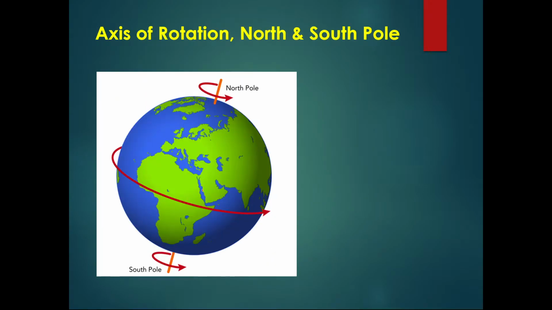We have already studied what the axis of rotation is. The needle passes through the north to south pole. That imaginary line around which our earth rotates is the axis of rotation. So this is the axis of rotation, and this is the north pole and this is the south pole, and the earth is rotating like this from west to east.